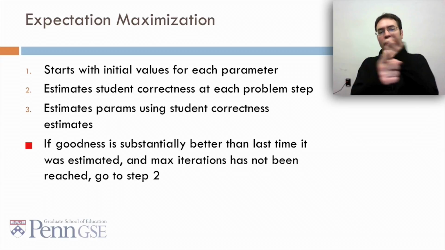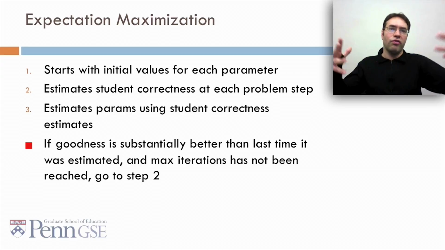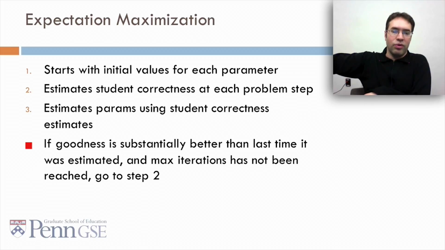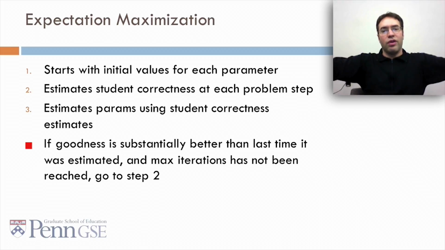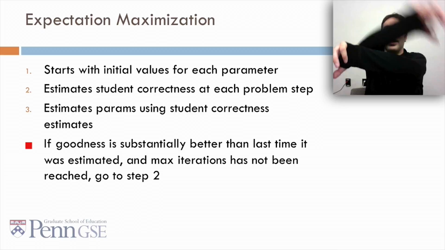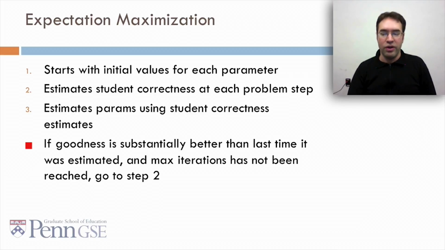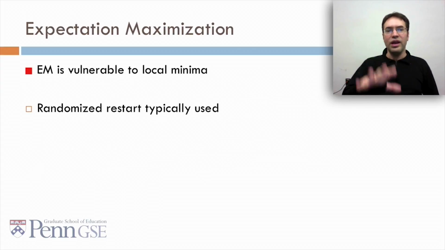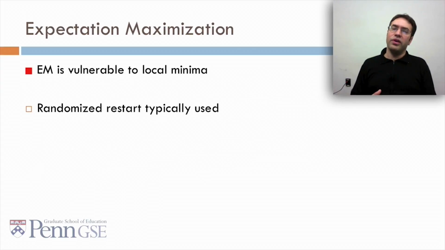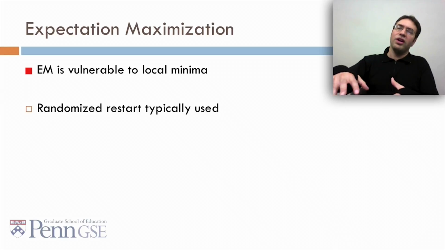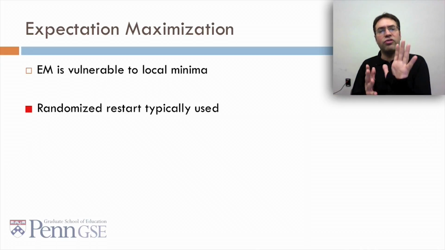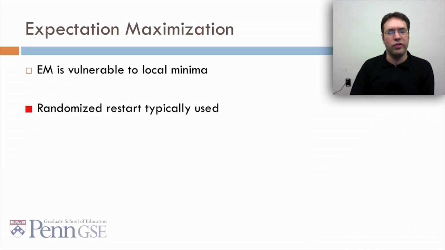And if the goodness of the model is substantially better than the last time it was estimated, and we haven't reached some pre-chosen threshold for the maximum number of iterations we can do, we go back to step 2. We re-estimate student correctness from the parameters, we re-estimate parameters from the student correctness, and keep going until you don't get any better, or you get to a point where you've gone through your maximum number of tries. Now, EM is vulnerable to local minima, which means that sometimes you get to a parameter space where there's actually a much better one somewhere else, but you can't get to it from where you are. And to try to avoid that, randomized restart is typically used.